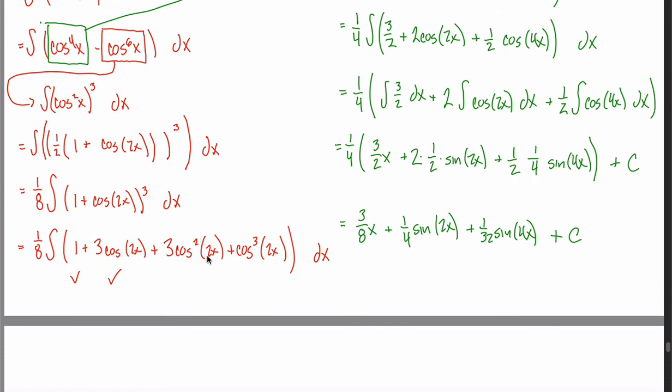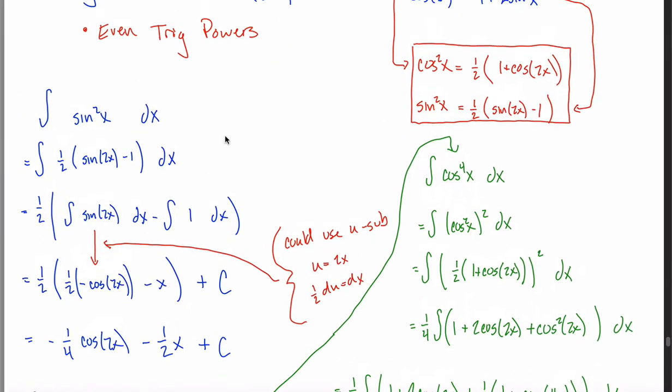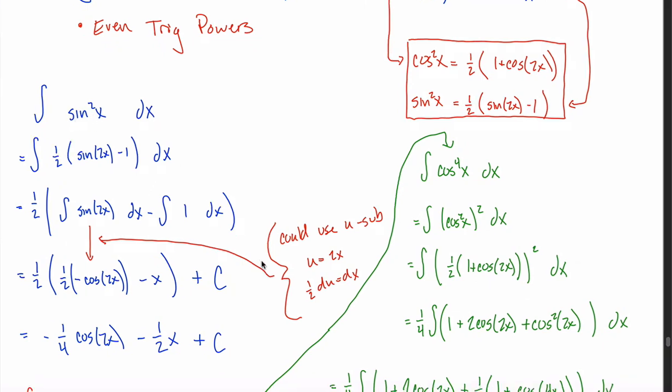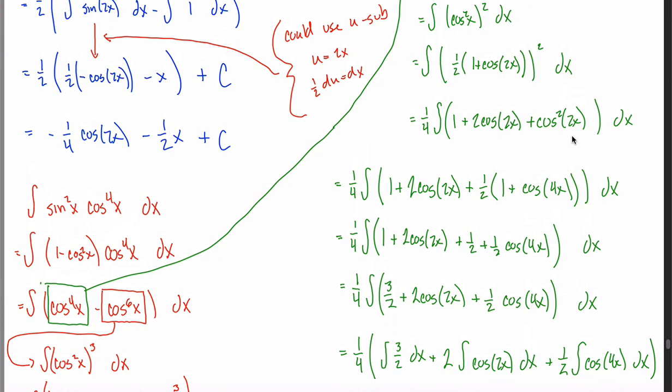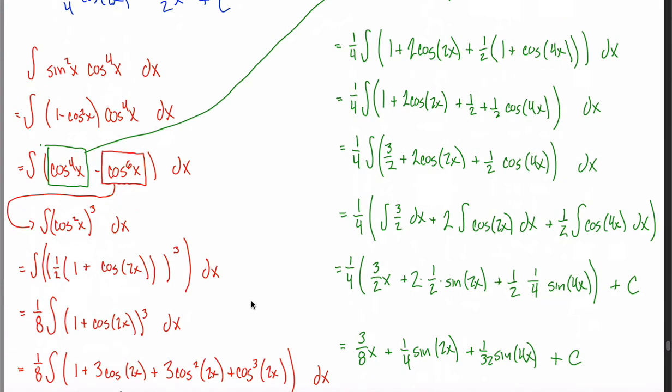3 times cosine squared 2x. That looks horrible, but you could take the 3 out in front, and then you'd have cosine squared 2x, and we know how to deal with things like cosine squareds. In fact, I think we've done cosine squared of 2x. If I could just find it, here it is. Cosine squared of 2x. We've done that one already too.